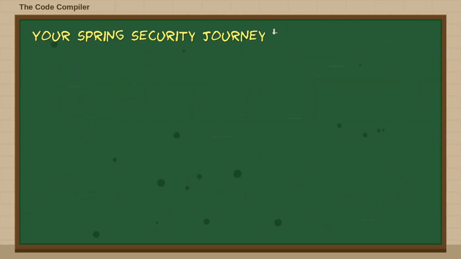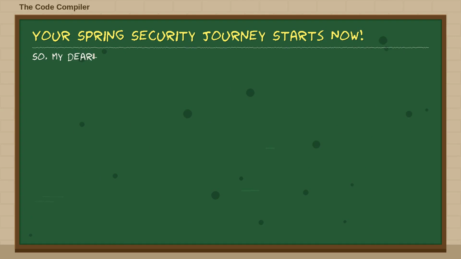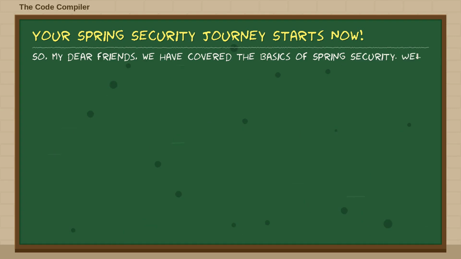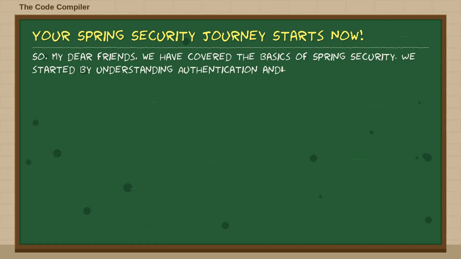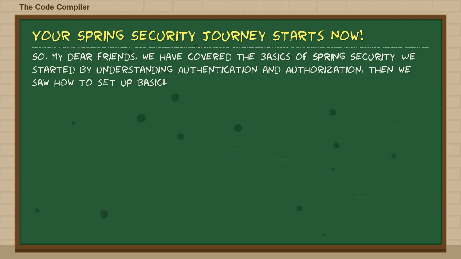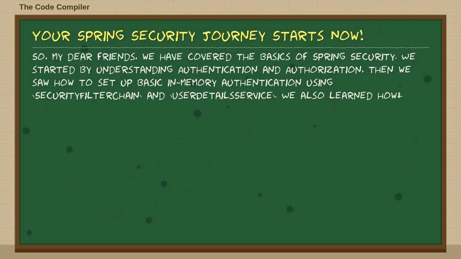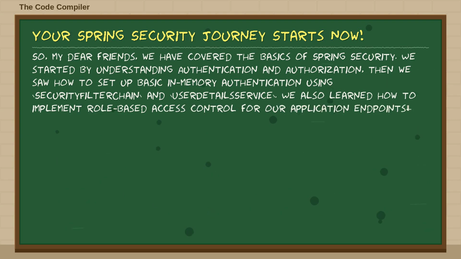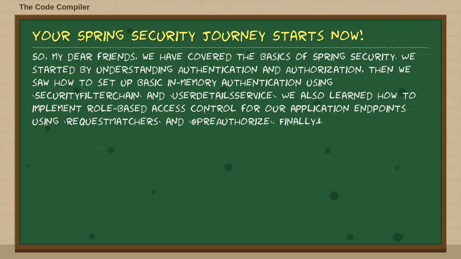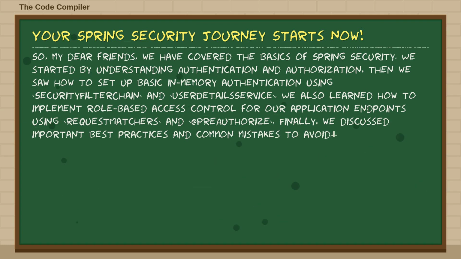So, my dear friends, we have covered the basics of Spring Security. We started by understanding authentication and authorization. Then we saw how to set up basic in-memory authentication using SecurityFilterChain and UserDetailsService. We also learned how to implement role-based access control for our application endpoints using request matchers and @PreAuthorize. Finally, we discussed important best practices and common mistakes to avoid.